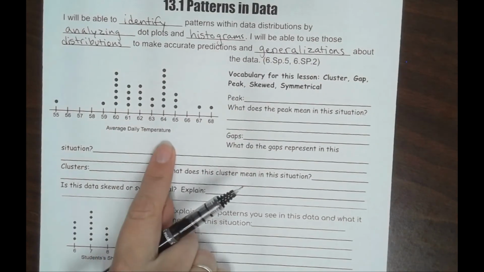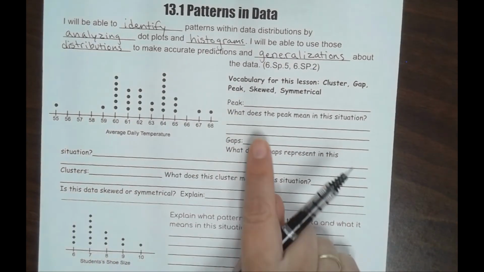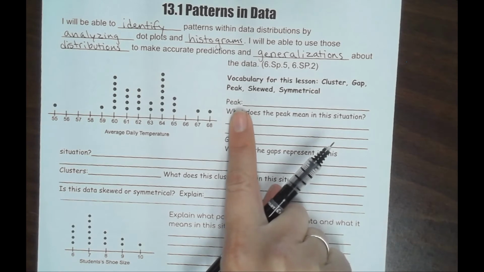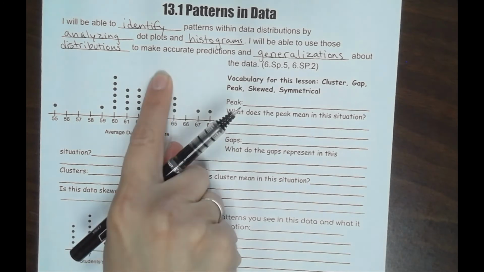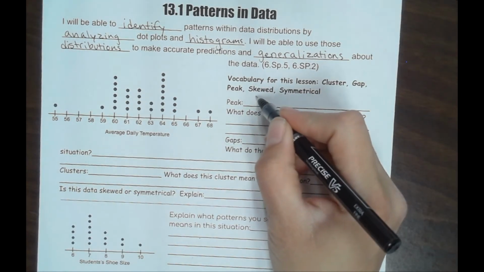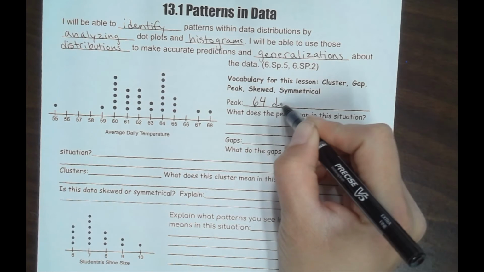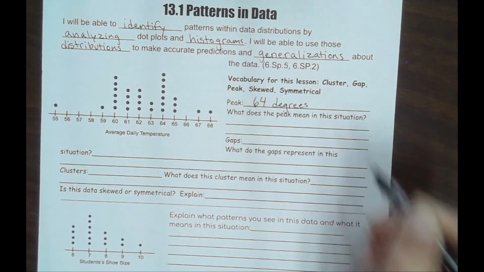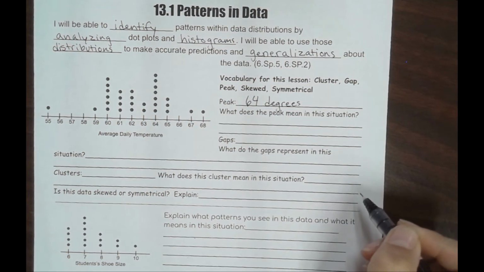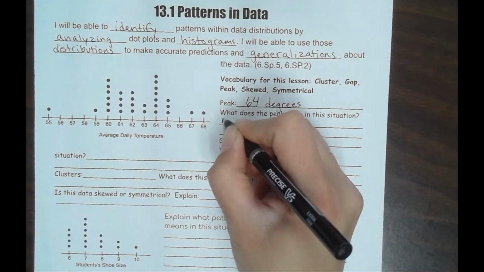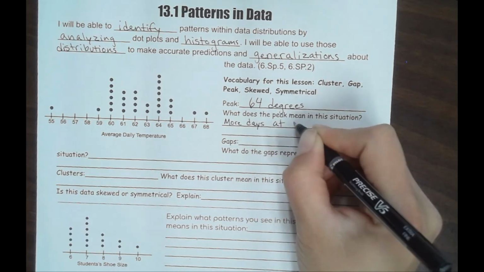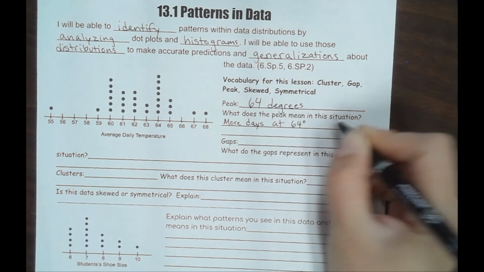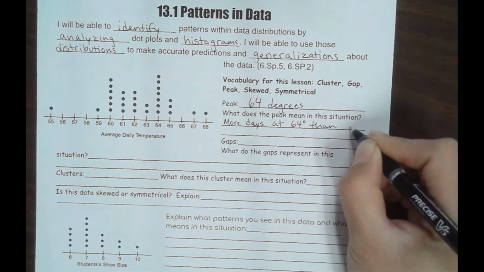Now let's look at this set of data. This is the average daily temperatures. And where do we see a peak? Where's the highest on this one? It looks like this one has the most. So the peak here would be 64 degrees. So what does the peak mean in this situation? It means there were more days at 64 degrees than any other temperature.